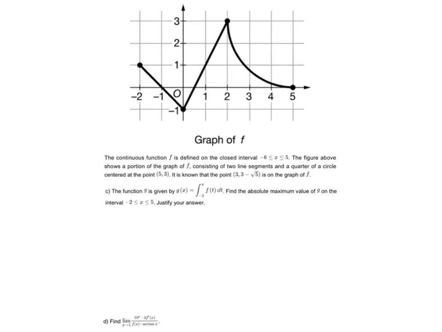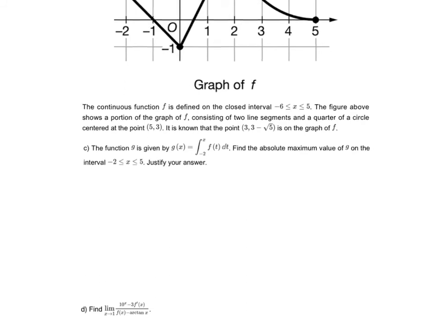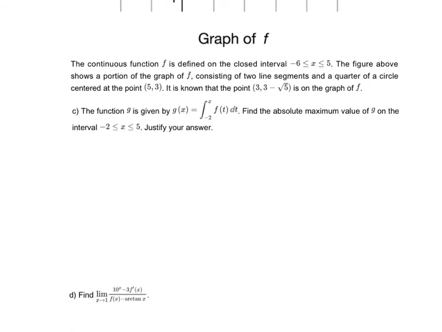Okay, so we're using the same graph, so we're just doing part C. The function g is given by that integral. Find the absolute maximum value of g on the interval from -2 to 5. Okay, finding absolute maximum value. Even though this function is defined in a strange way, it doesn't matter. You do the same thing every time. You find critical points, so we'll find the critical points of g, and then plug those and the endpoints back into g to see which one's the biggest.